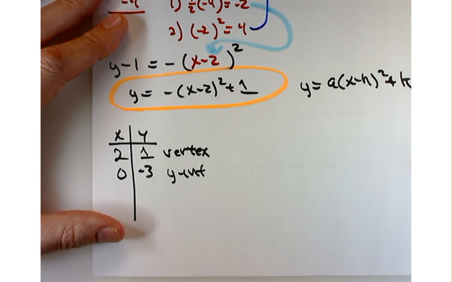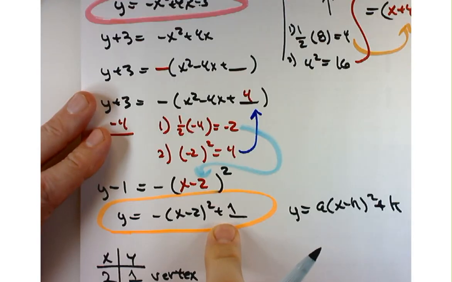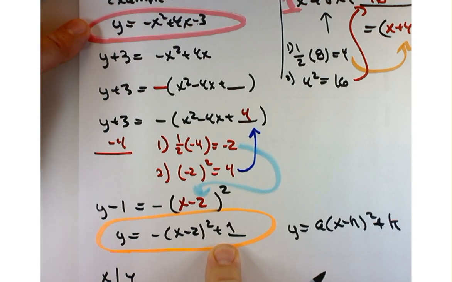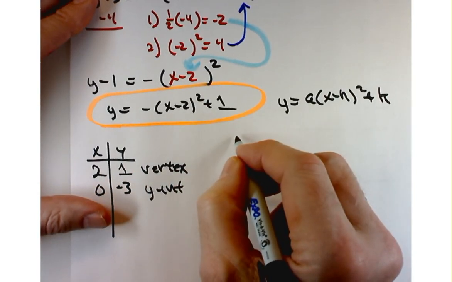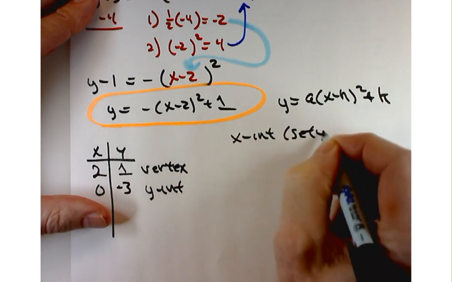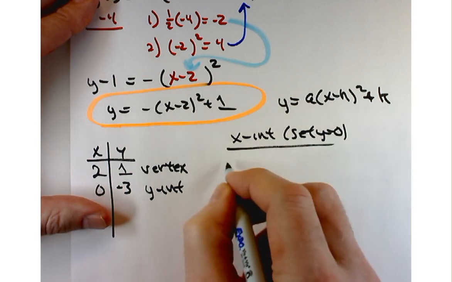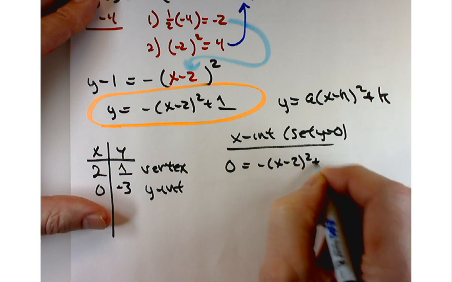For the x-intercepts, you've got your choice. This one or this one. You know, both of them have their pluses and minuses. But let me practice with this one a little bit more. I like that idea that we did with the last one. So if we want to find the x-intercepts, we're going to set y equal to 0. So it's going to be 0 equals negative (x minus 2) squared plus 1.